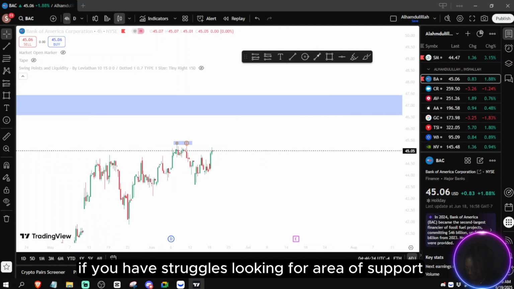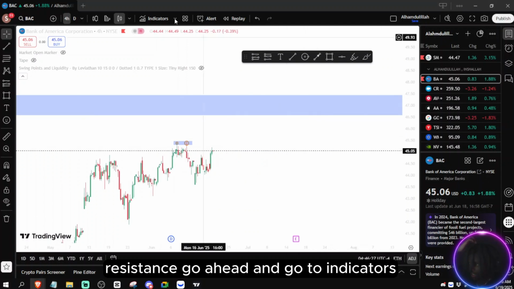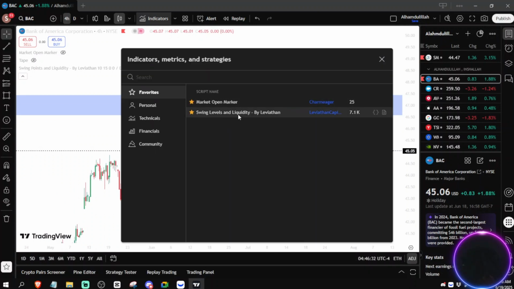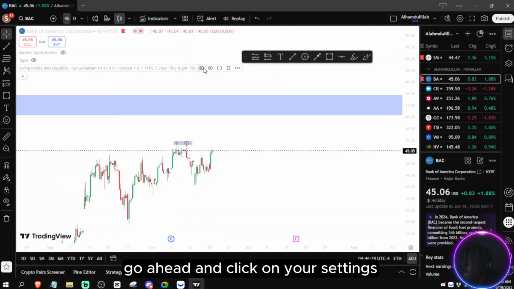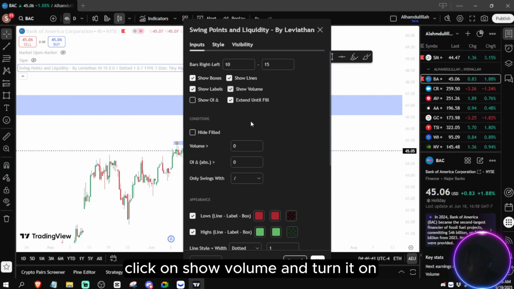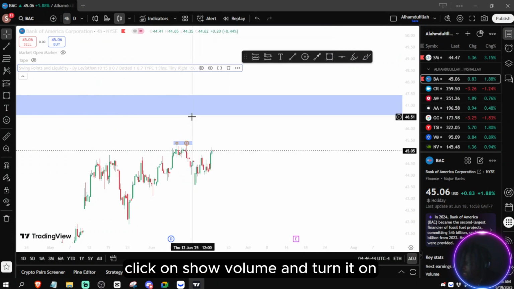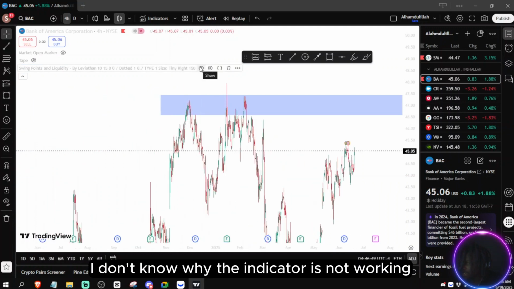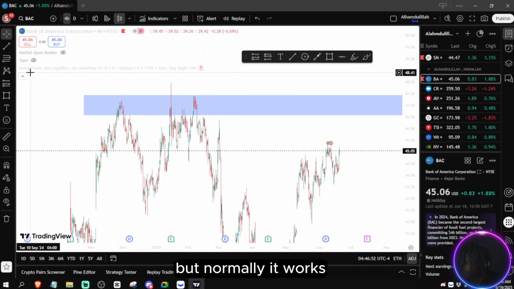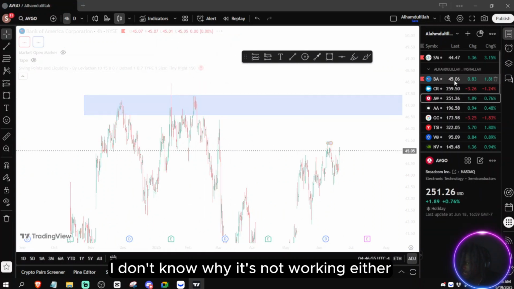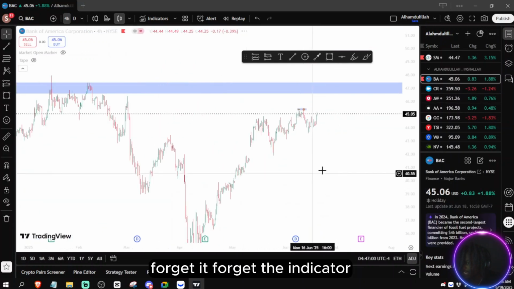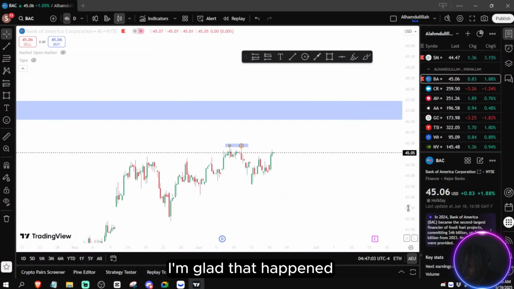If you have struggles looking for areas of support and resistance, go to indicators, click on Swing Levels and Liquidity by Leviathan, and put a star by it. From there, click on your settings, click on show volume, and turn it on. This is going to show you key areas. I don't know why the indicator's not working, but normally it works. Forget the indicator. Indicators are trash. I'm glad that happened.